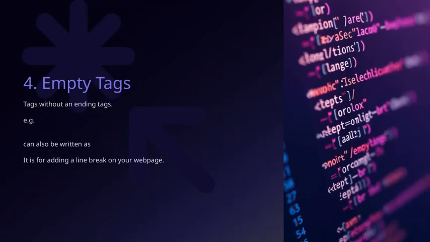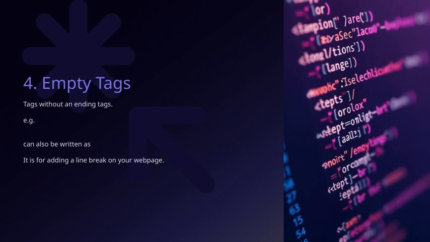Now let's talk about empty tags. These are tags that don't have an ending tag, which is a bit different from what we usually see. An example of this is the line break tag, which is written simply as BR. The purpose of this tag is to insert a line break somewhere on your web page, making your content more readable and organized. It's important to recognize that these tags are self-contained, meaning they don't need a closing counterpart.